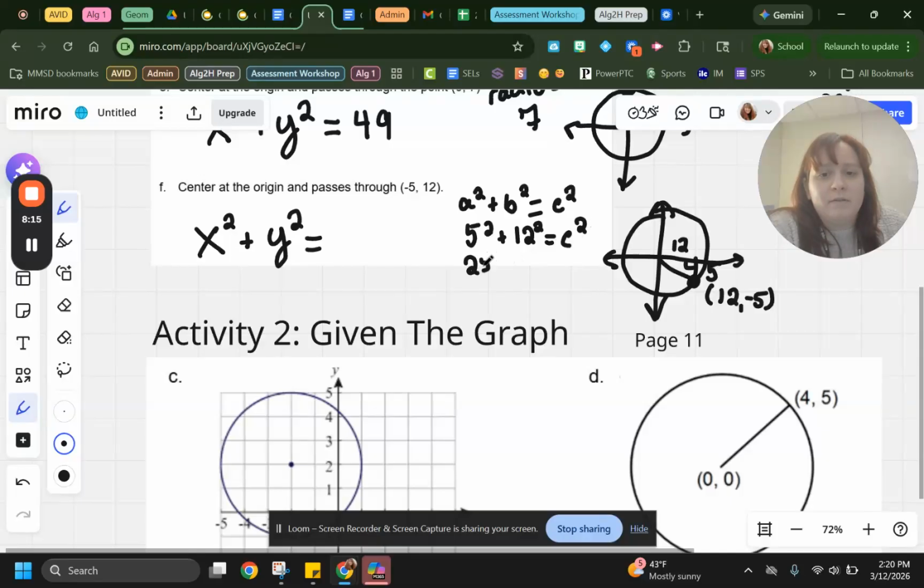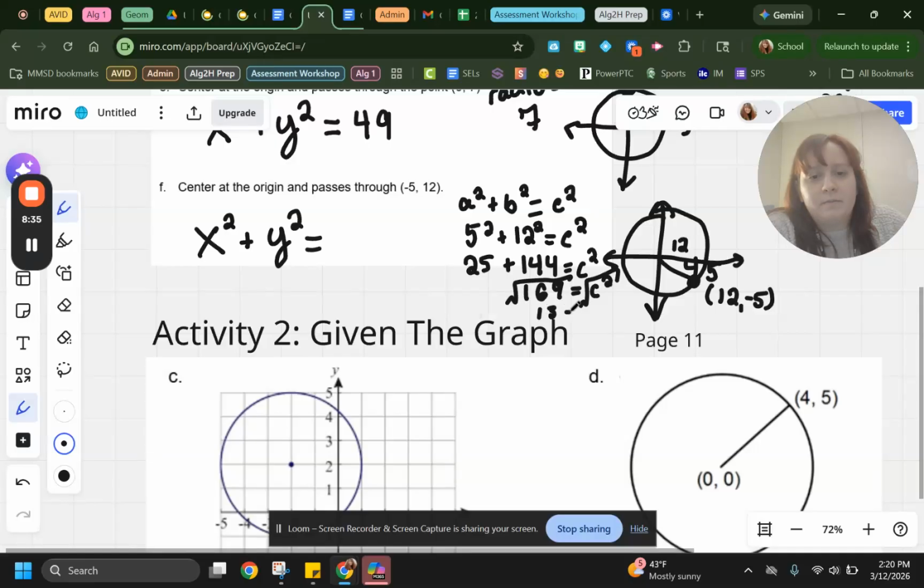5 squared is 25. 12 squared is 144 equals c squared. And that will be 169. I almost put 96 there. 169 equals c squared. And if I take the square root of this, I will get the number 13. So in this case, my radius is 13 units. If I take the radius squared, that will be 169. So again, this right here is my radius.